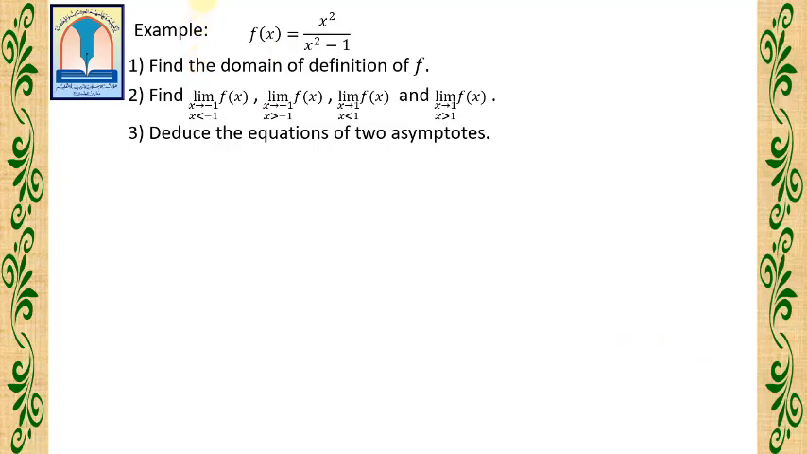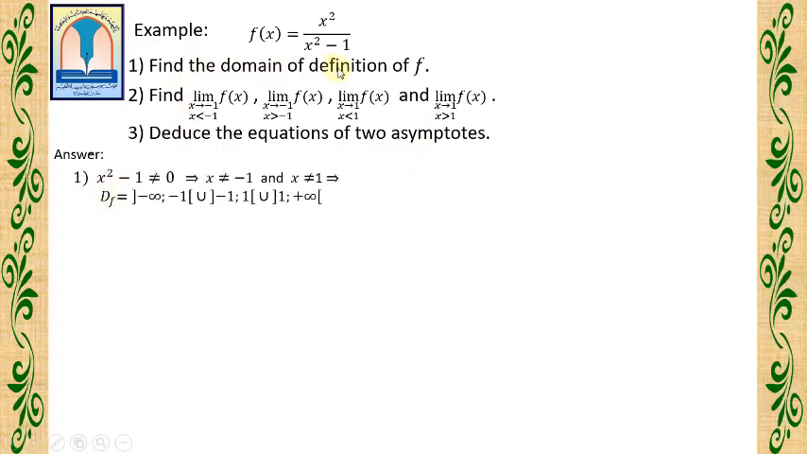Let us solve the following example. Given a function f of x equals x squared over x squared minus 1. Find the domain of definition of f. Find the following 4 limits. Deduce the equations of two asymptotes. Answer.